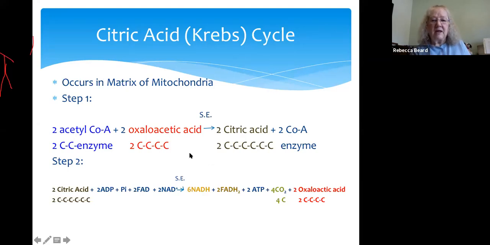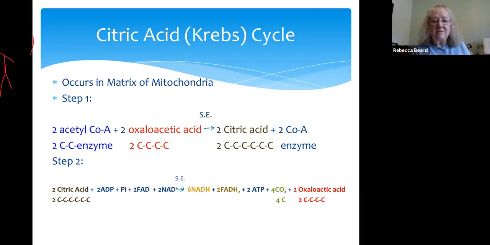Okay, now we've got citric acid here. We're going to bring it down to this one. This is a really long reaction. We're going to be adding in some ADP and some phosphorus. And here is another molecule. We've got some NADs coming back. We've got some FADs. FAD is also a hydrogen acceptor. Its name is flavin adenine dinucleotide.